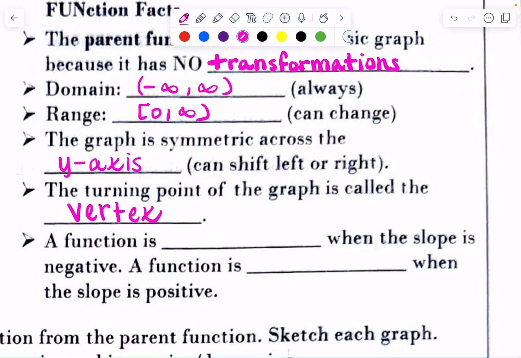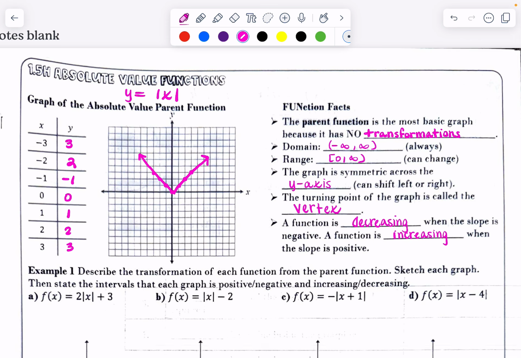A function is decreasing when the slope is negative. A function is increasing when the slope is positive. So this table right here, take a moment, we could not erase, but highlight. These are the fun facts to keep in mind. Also more like important facts as well.